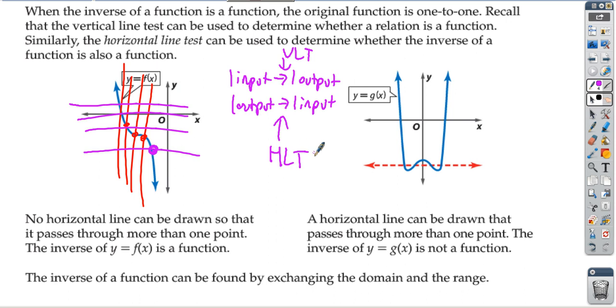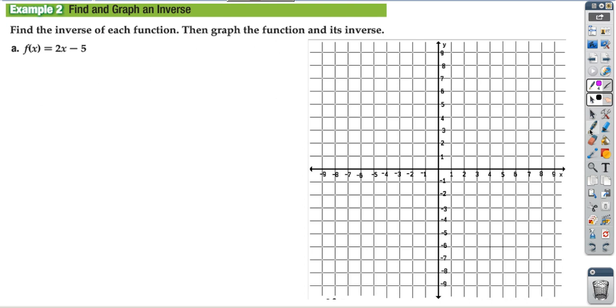So for example, this one right here, although it's a function because it passes the vertical line test, you can see it does not pass the horizontal line test. It's hitting, looks like, 4 different times. So that one is not going to have an inverse. Okay, so let's find the inverse and then graph it so we can see what the graph looks like.